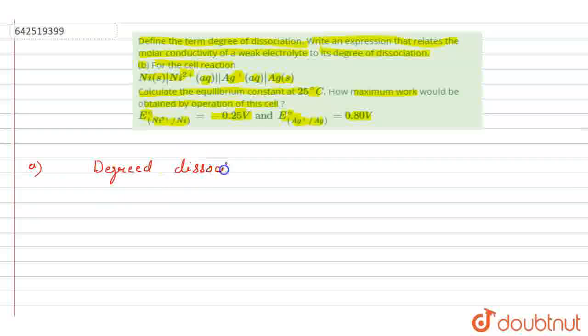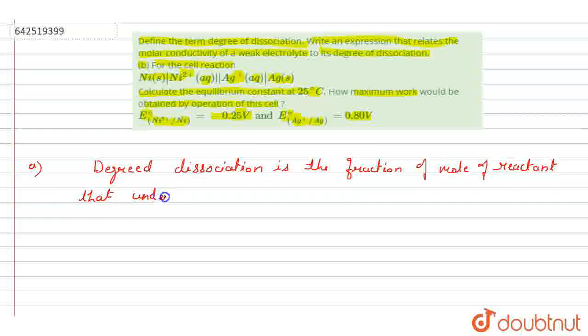dissociation is the fraction of moles of reactants that underwent dissociation. And here the formula is alpha equals root of K upon C.